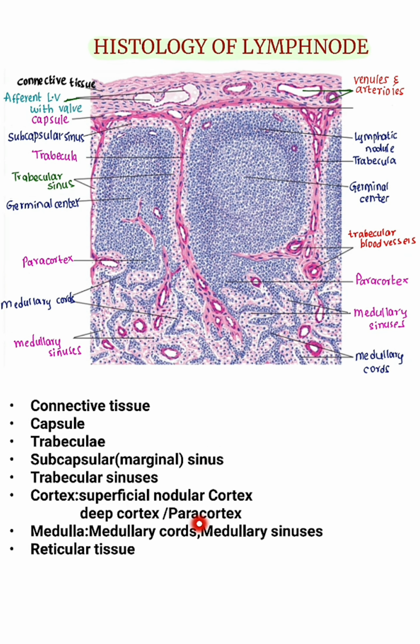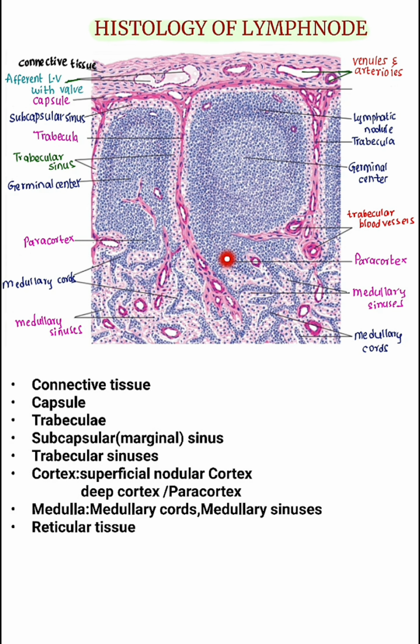Deep cortex or paracortex. Paracortex, it lies between nodular cortex and medulla. It mainly consists of T lymphocytes. Hence, it is also called thymus dependent cortex. It is transition area from lymphatic nodules to medullary cords.